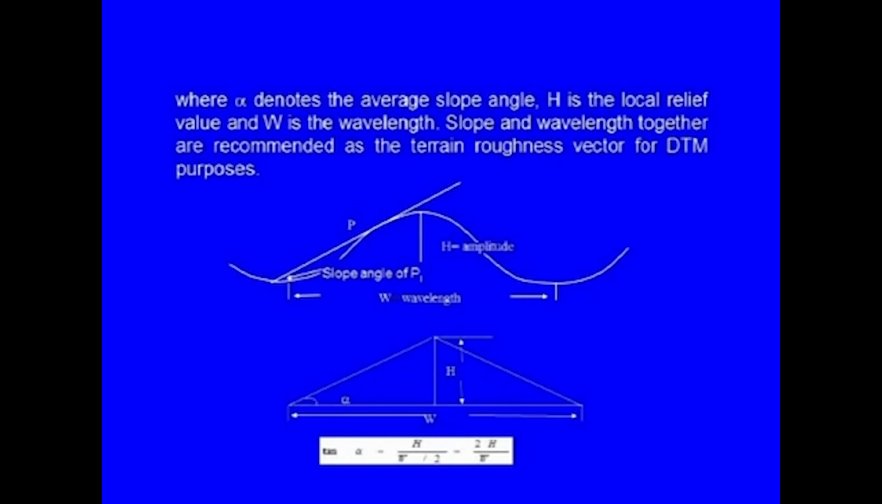Here in the figure below, we can see a function of the ground which has been represented by its slope at p and its wavelength w. So, here the slope of the ground can be expressed as 2h divided by w, where alpha denotes the average slope angle, h is the local relief and w is the wavelength. Slope and wavelength together are recommended as terrain roughness vectors for DTM purposes.